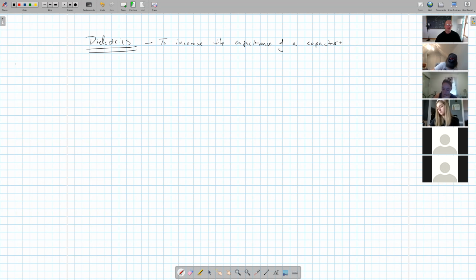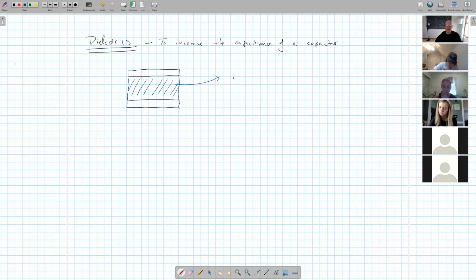So it's a material which is placed inside of the capacitor to then increase the capacitance. So here is, say, one plate of my capacitor. Here is, say, the second plate of the capacitor. Then the dielectric is usually some sort of material that we're going to jam in between the two, which then is going to increase the overall amount of capacitance.